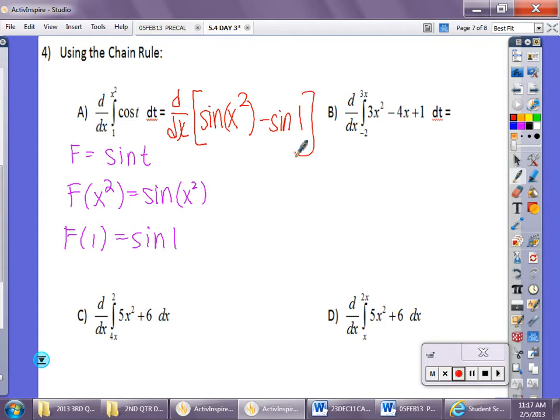So let's do the sine of 1 first. What's the derivative of sine of 1? 0. That's why it didn't matter what it was. Okay? Now, I'm going to draw a little line there.